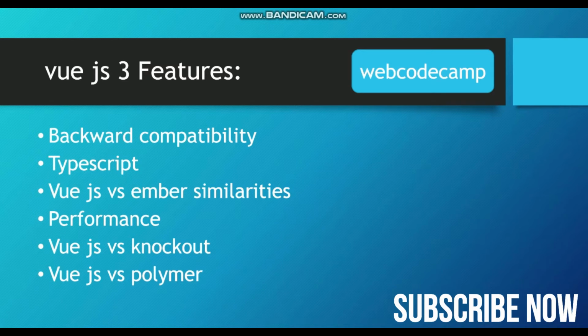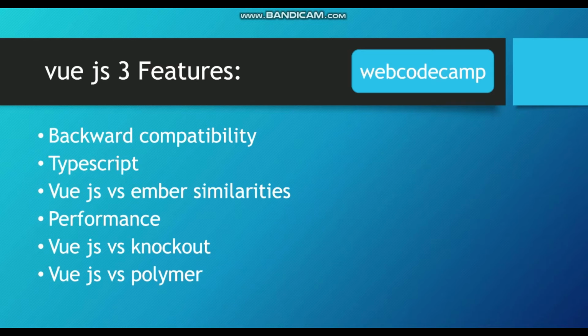Ember has added the Glimmer rendering engine with the aim of improving render performance, which is a similar concept to Vue.js and React using the virtual DOM. Ember.js uses a similar concept to Vue.js and React with the virtual DOM. However, Vue.js has better performance when compared to Ember.js.